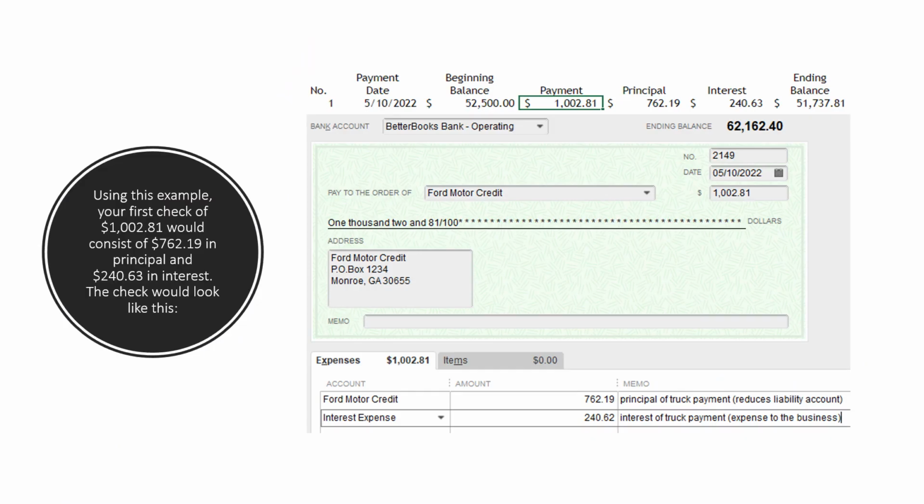This shows you the check for the payment and how it is posted. Note that the payments do not change the amount listed under fixed assets. Fixed assets are always carried at purchase or fair market value and only change with the purchase or sale of an asset.